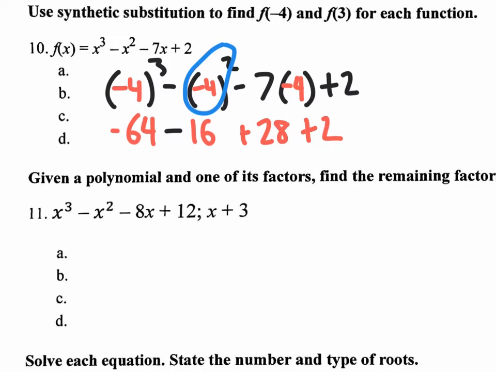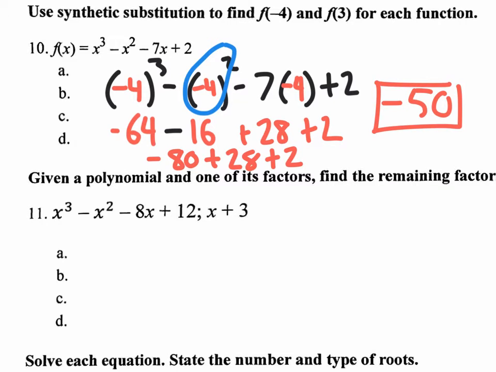And as we work this out, this becomes negative 80, I believe, plus 28 plus 2 equals negative 50. And that's the answer for f of negative 4. We still need f of 3, okay?